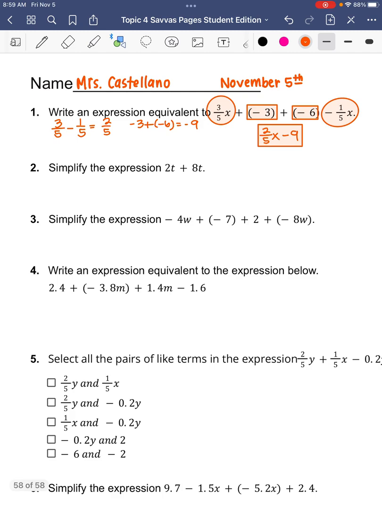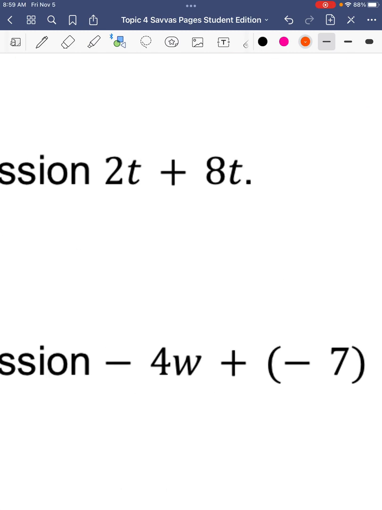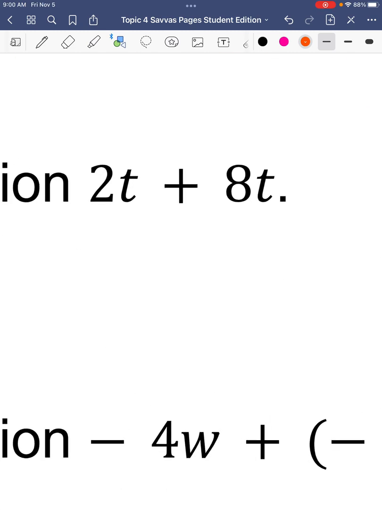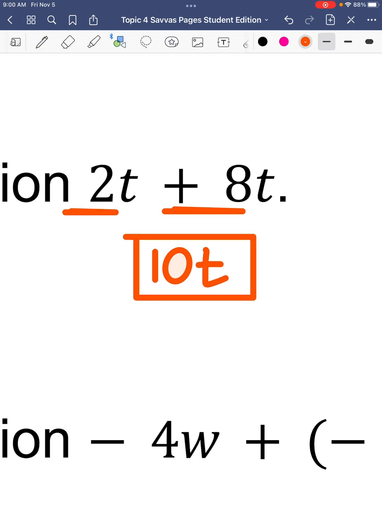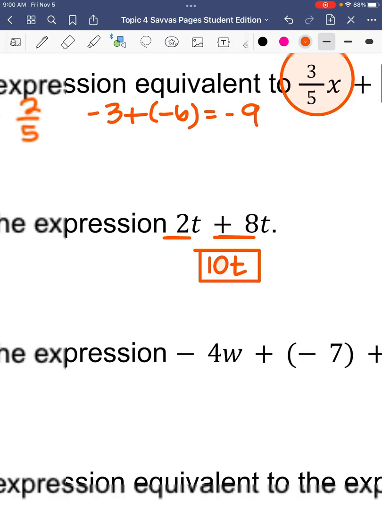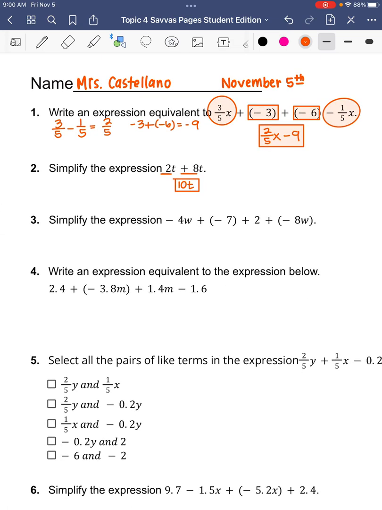Okay, moving on to number 2. Simplify the expression 2t plus 8t. Well, all I'm going to do, since they both have a t, is combine 2 plus 8. 2 plus 8 is 10, so 10t is my answer.